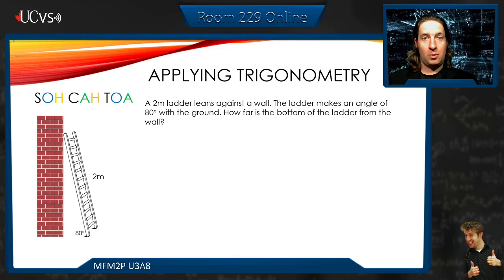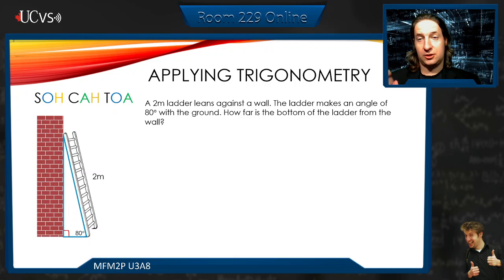I'm going to put it next to a wall, climb up to do something, and the angle that the ladder makes with the wall is 80 degrees. The question is, how far is the bottom of the ladder from the wall? So in my picture here, I know this is 2 meters and that angle is 80. I don't see any triangles just yet, so let's make a triangle. This blue triangle is the triangle we want, and it's a right angle triangle, so we can use our SOH CAH TOA.